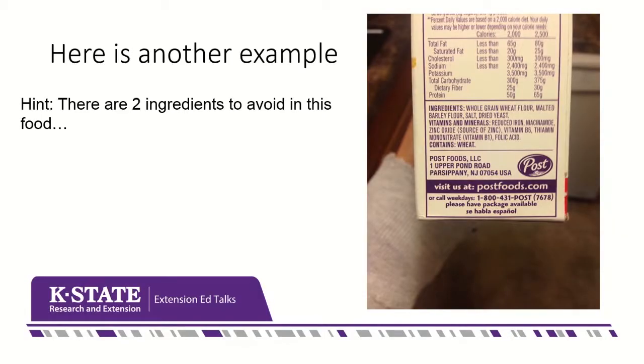Here is another example. And in this, there are 2 ingredients to avoid in this food. Can you see where they are?